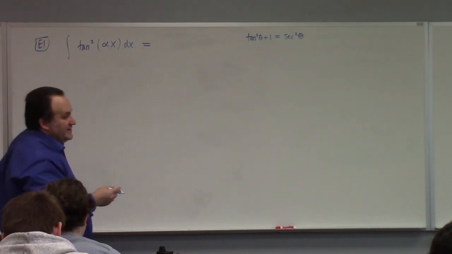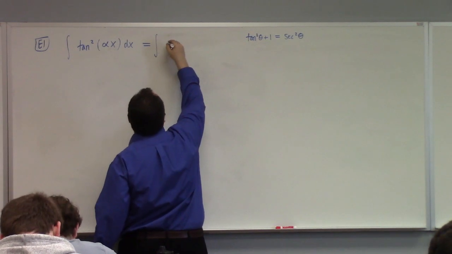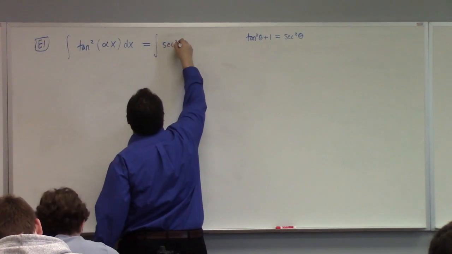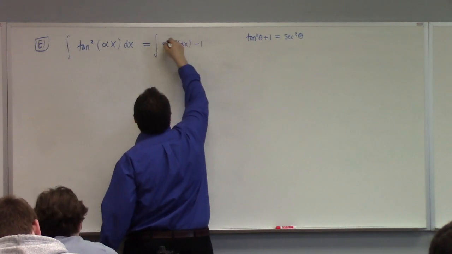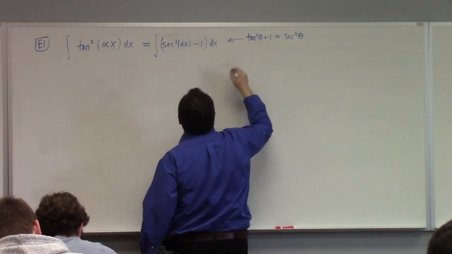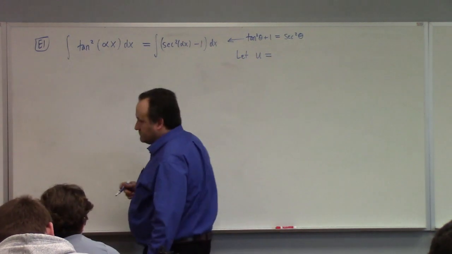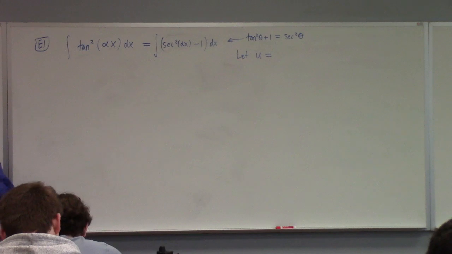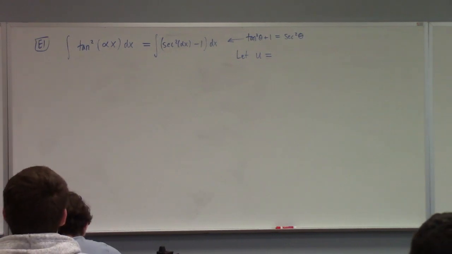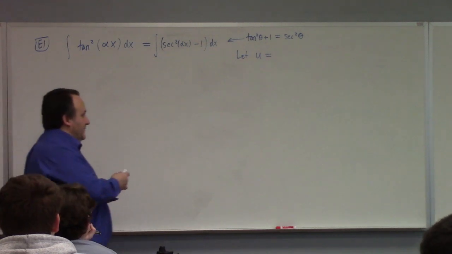Okay, so tangent squared is what? Secant squared theta minus 1, right? So this is the integral of secant squared alpha x minus 1 dx. Now what should I do? Let u equal what? Yeah, you might be able to just integrate, admittedly. I've been skipping writing this work down, but let me write it down. Just let u equal alpha x.